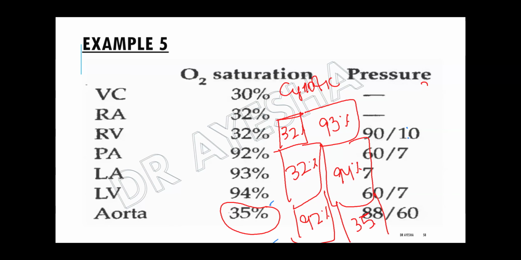Now looking at the pressures, the pressure on the RV is 90 by 100, which is raised, and in the pulmonary artery there is low pressure. LA pressure is almost normal, and there is a decreased difference of pressure between LV and aorta.